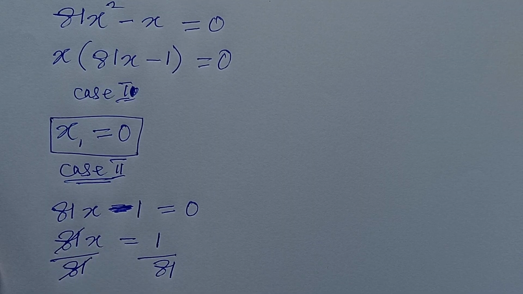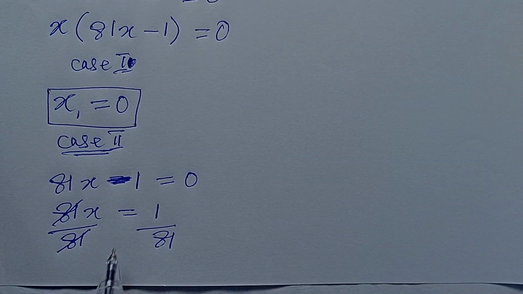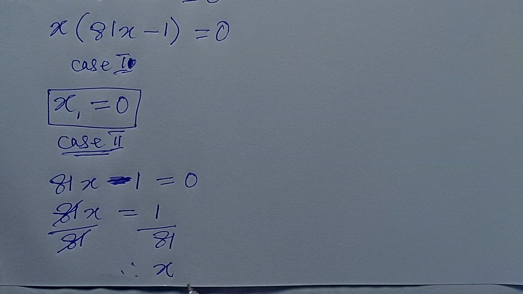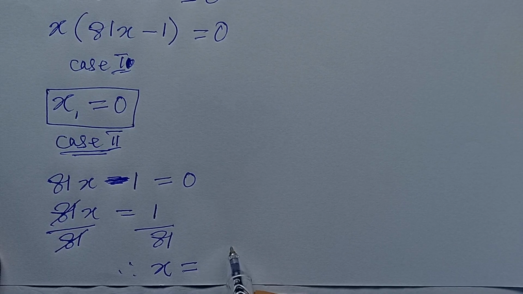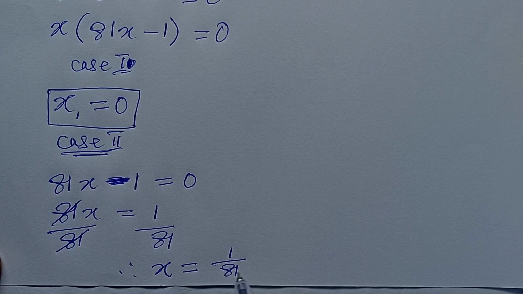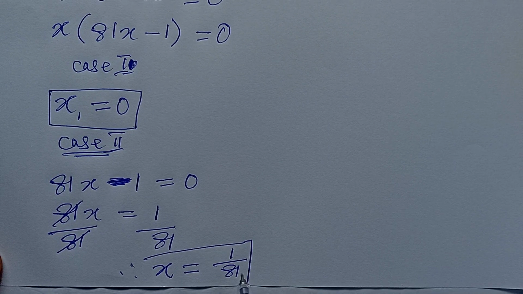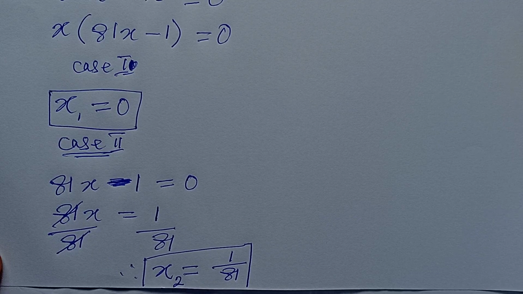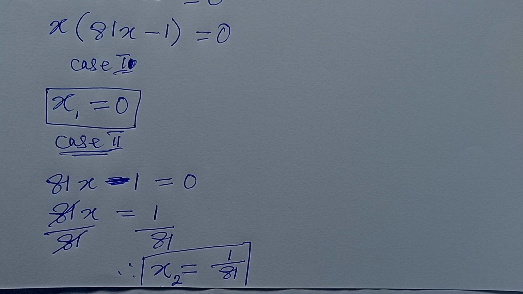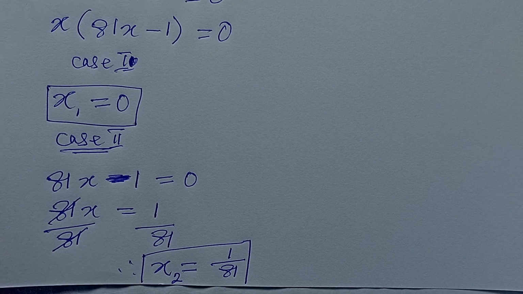So therefore, our x will now be equal to 1 all over 81. So this is the second value of x that satisfies this original equation. But like I said earlier, we're going to do a simple check if these two roots actually satisfy the original equation.